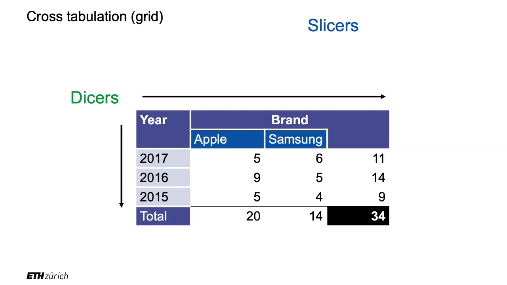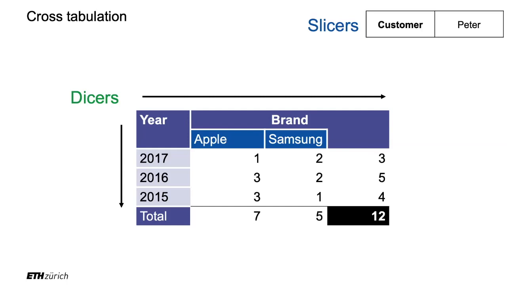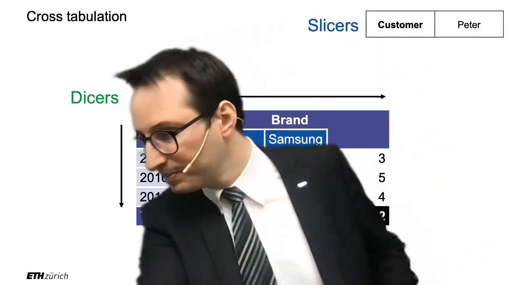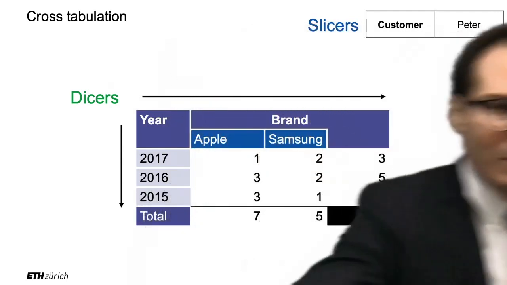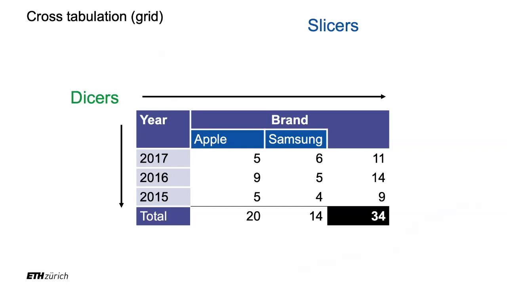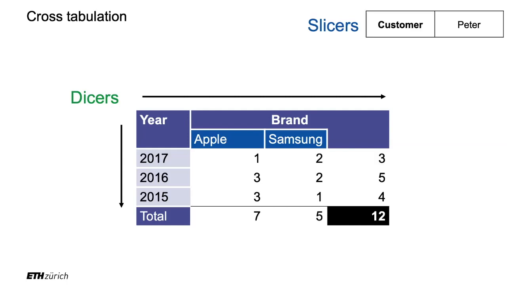Now, the user can, of course, drag and drop things and manipulate this dynamically. So for example, we add a slicer on customer Peter. It's hidden behind this thing, but let me move it a bit. Customer Peter. So you see that now the numbers are changing, of course, because this was on all of the customers, right? Aggregated on all customers. Now it's only Peter, right? But I still have my dice on year and brand.